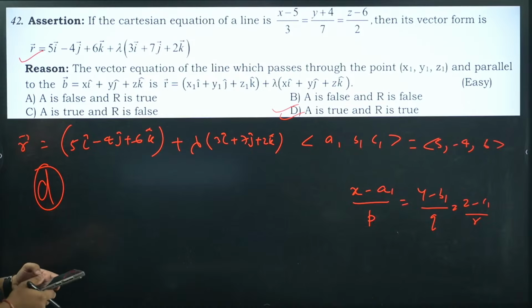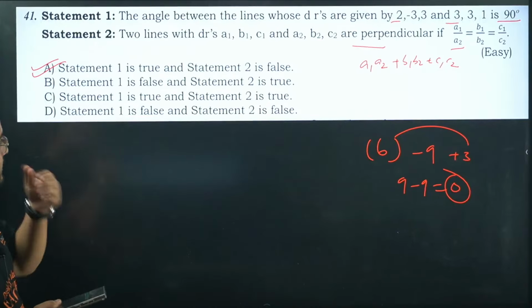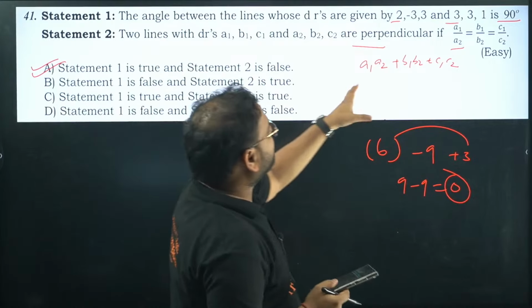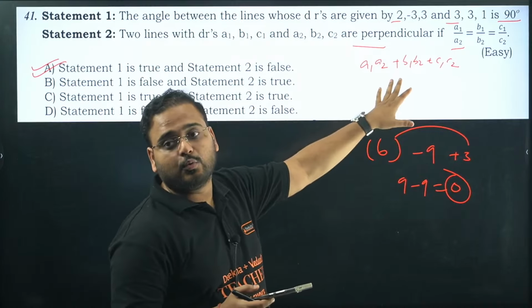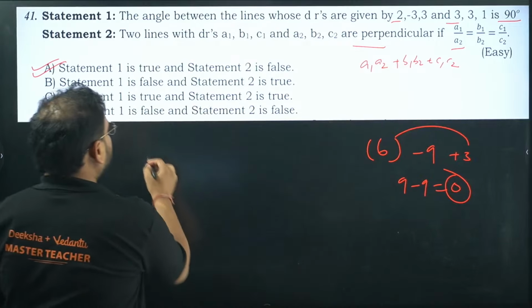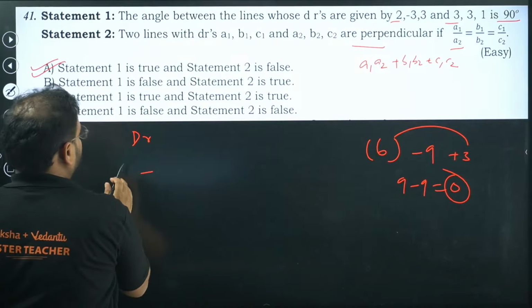So explain again the previous question. Which one? This one? Please check. So if you're looking for perpendicular lines, the rule is this one, in terms of DRs. I can teach you over here also.